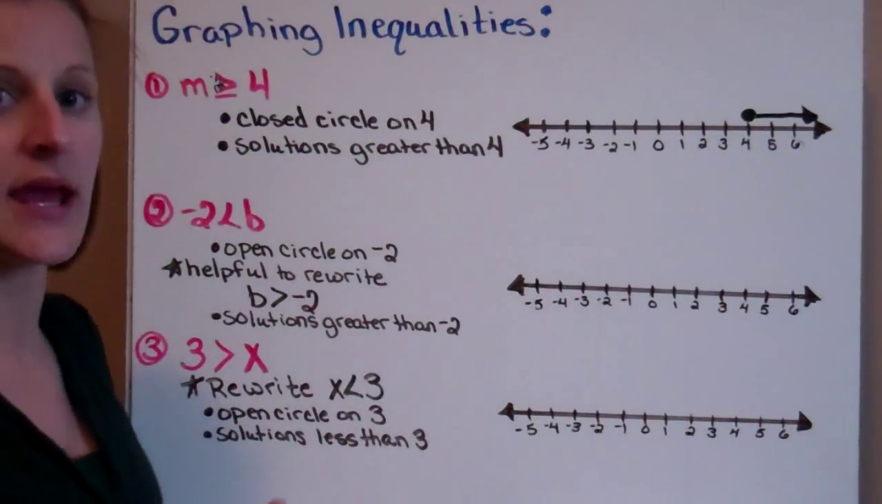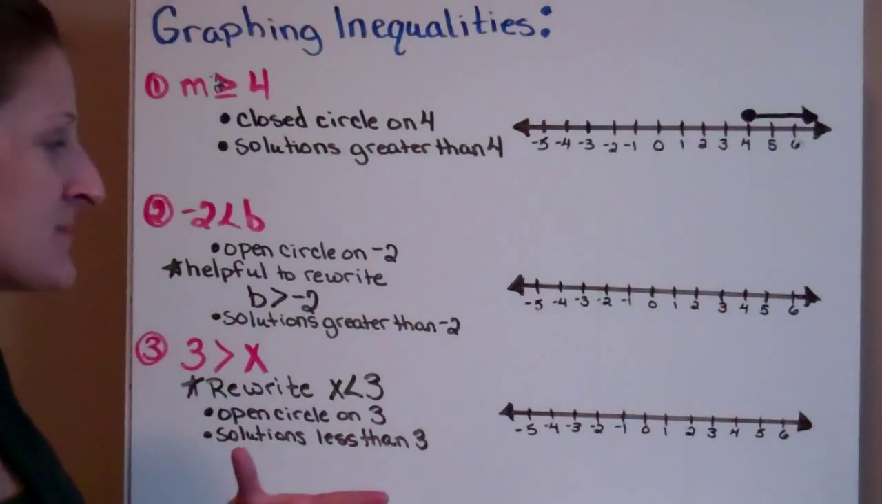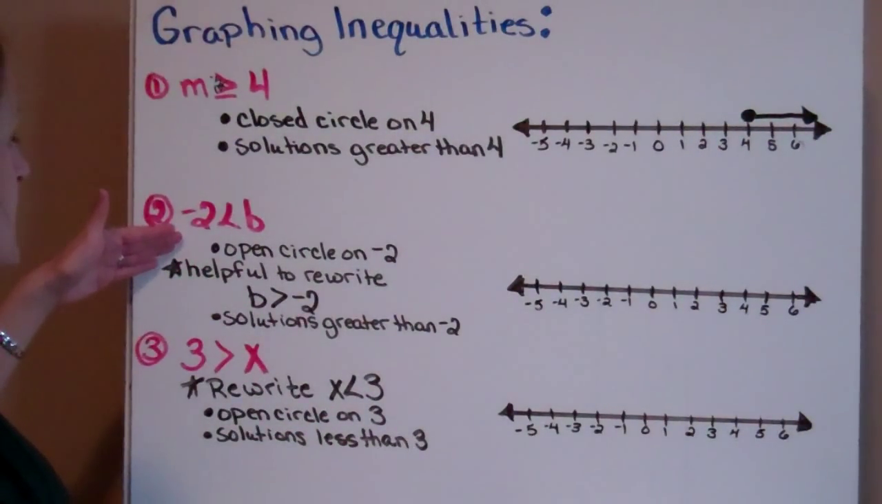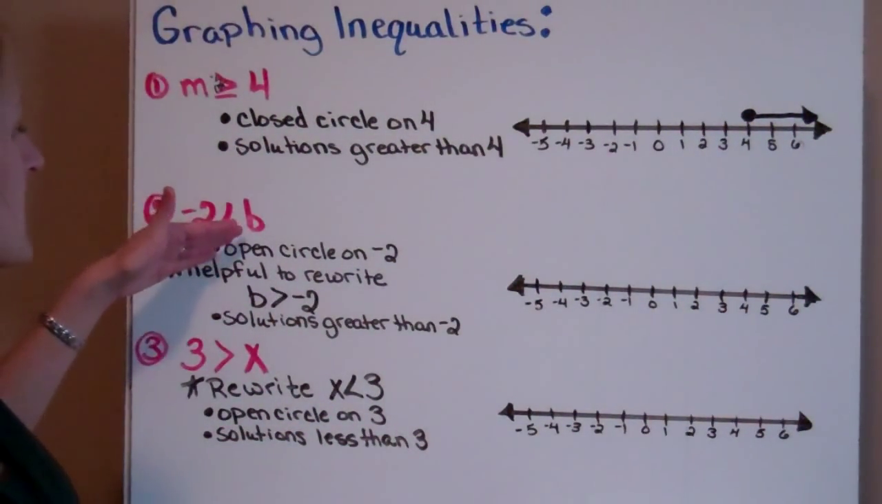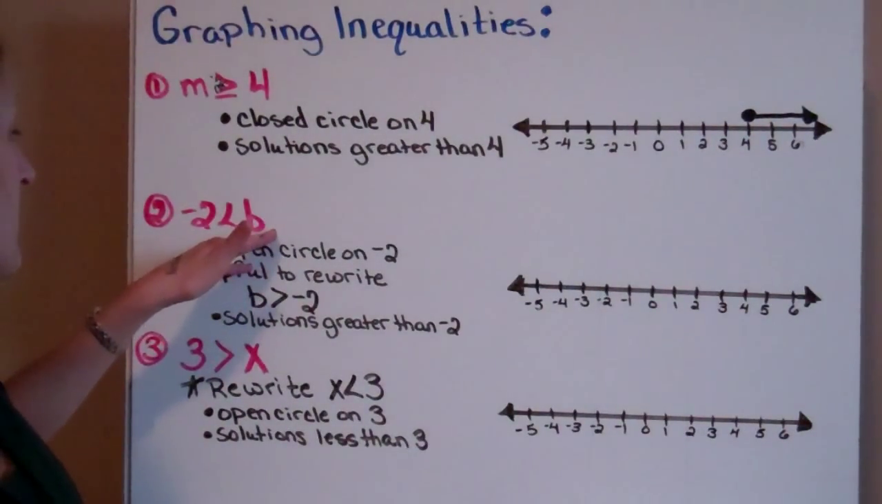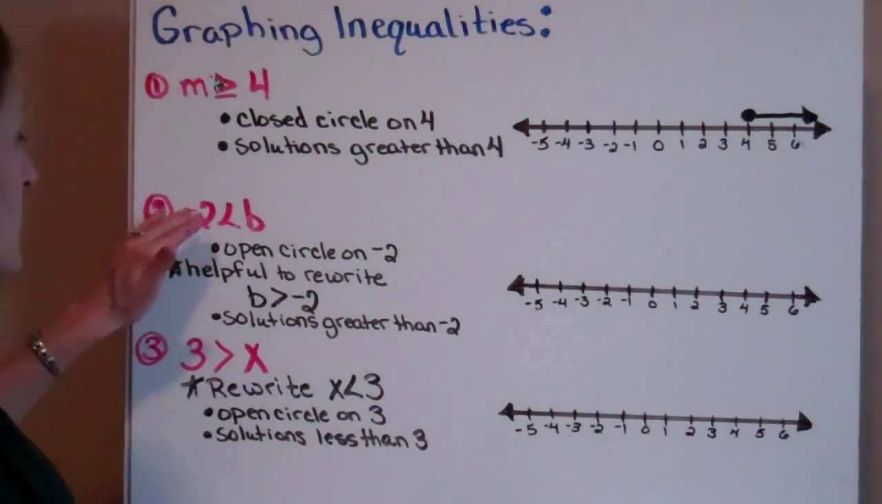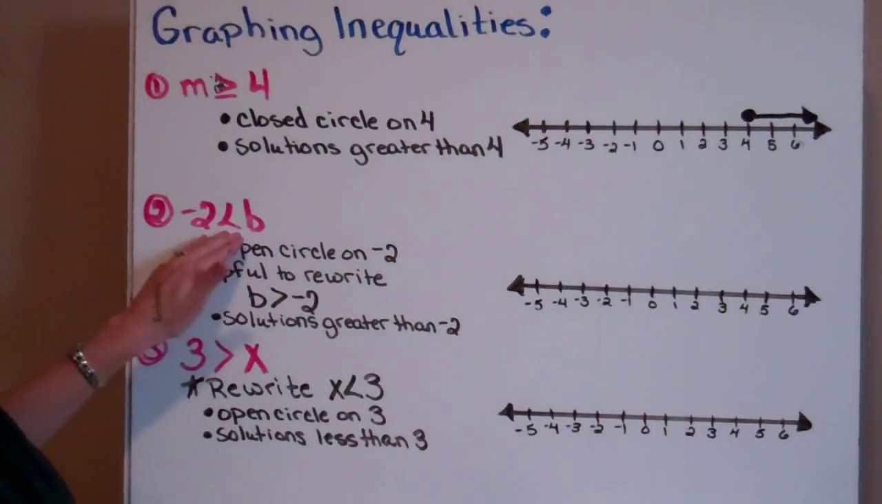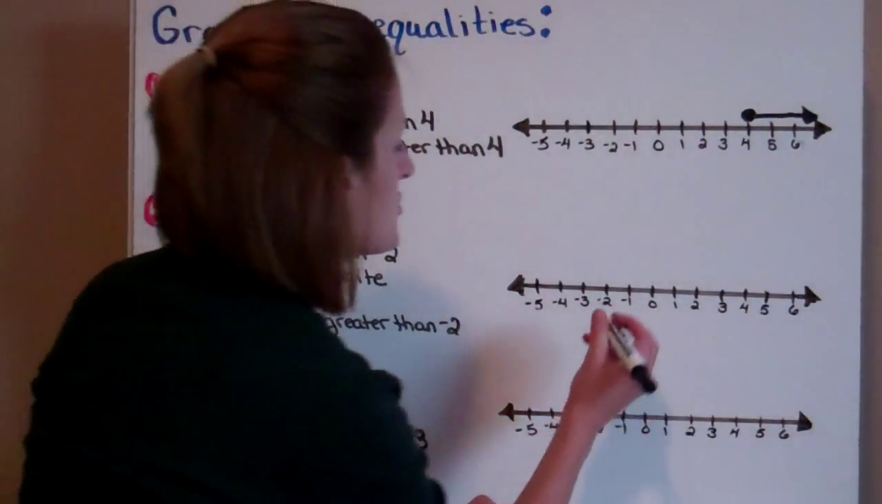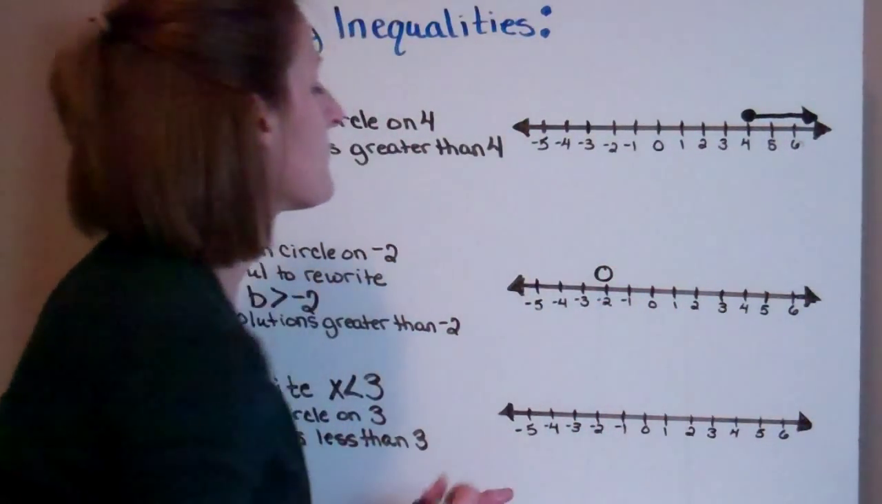So I kind of look at it as an animal eating whichever is biggest. Now let's look at the second one. Negative 2 is less than b. Alright, so what we need to know is, one, it's going to be an open circle on negative 2. It's open because it's not equal to. So it's open on negative 2.